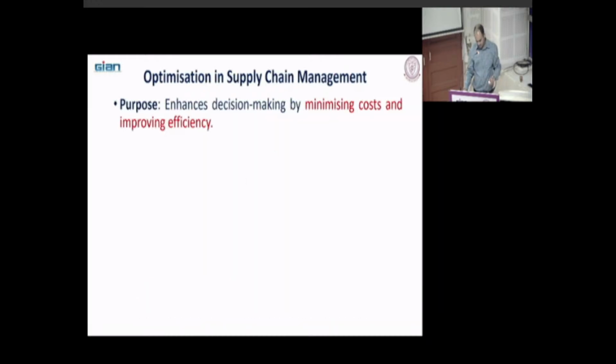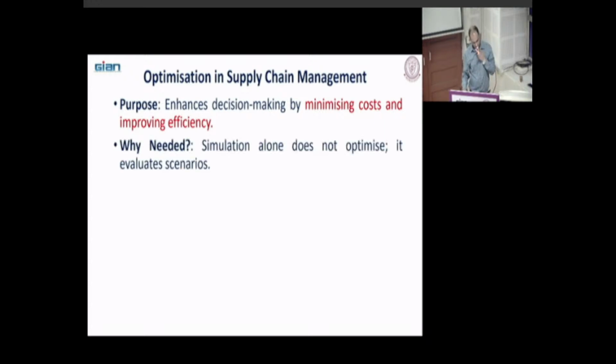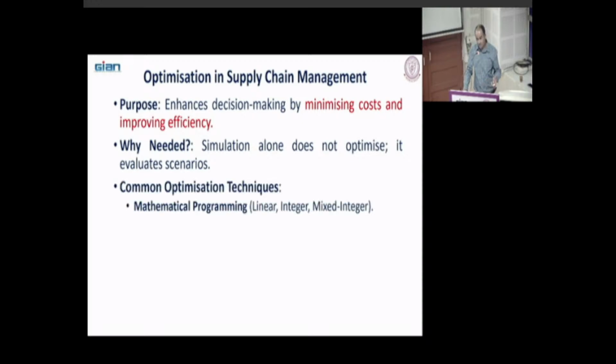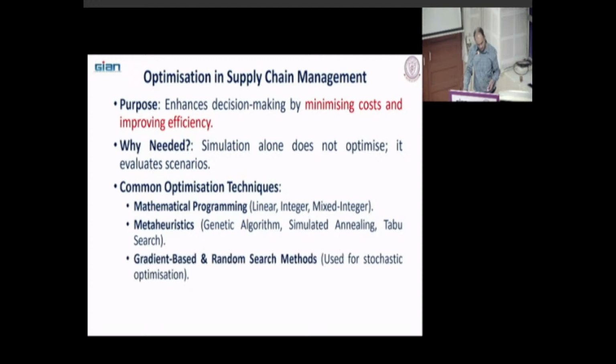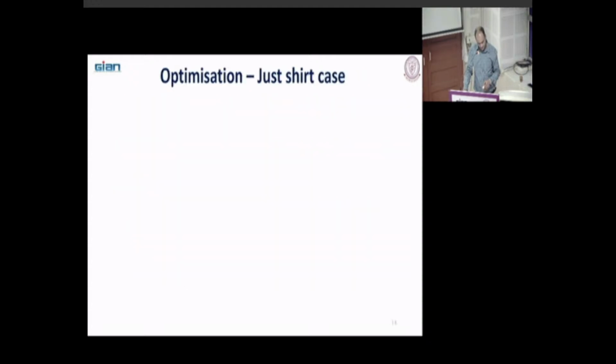The purpose of optimization, as we discussed, is to enhance decision making by minimizing cost and improving efficiency. Why is it needed? Sometimes simulation alone doesn't optimize, so it needs to evaluate the scenarios. That's why optimization is needed. Common optimization techniques, any idea? Mathematical programming: linear, integer, mixed integer; metaheuristics: genetic algorithm, PSO, tabu search; and gradient-based methods used for stochastic optimization.